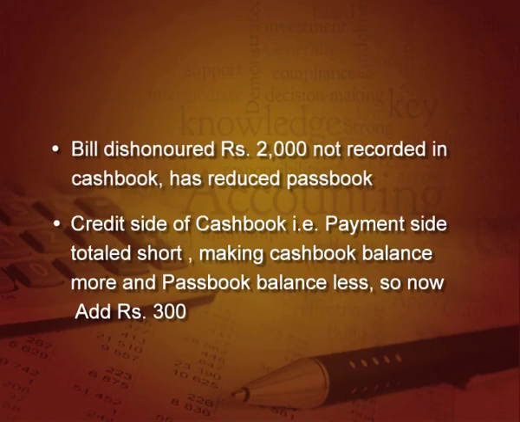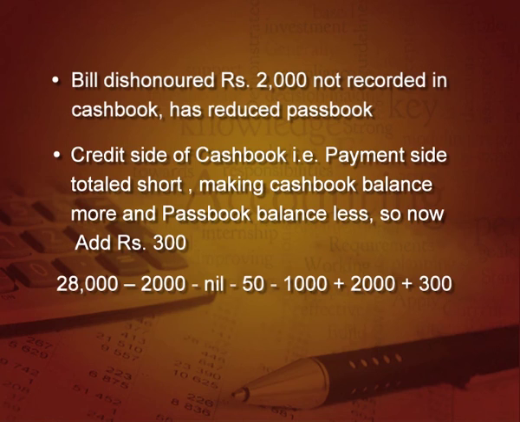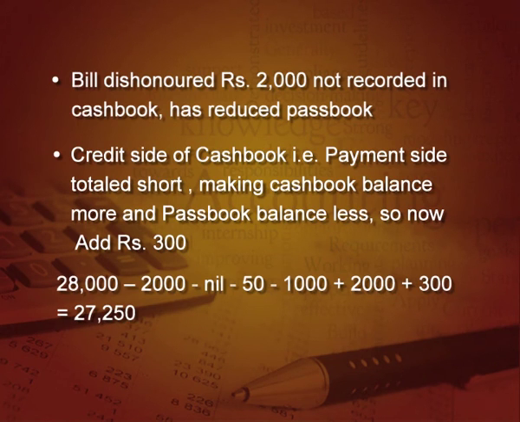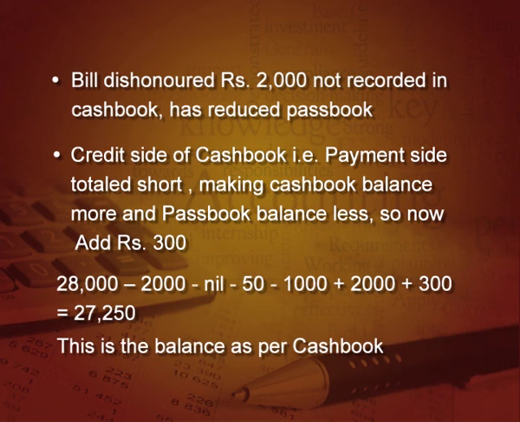So, add 300. So, the final answer will become 28,000 minus 2,000 and minus that nil effect, no effect entry, minus 50 minus 1,000 plus 2,000 plus 300, making it 27,250 as the final answer, which is the balance as per cash book.